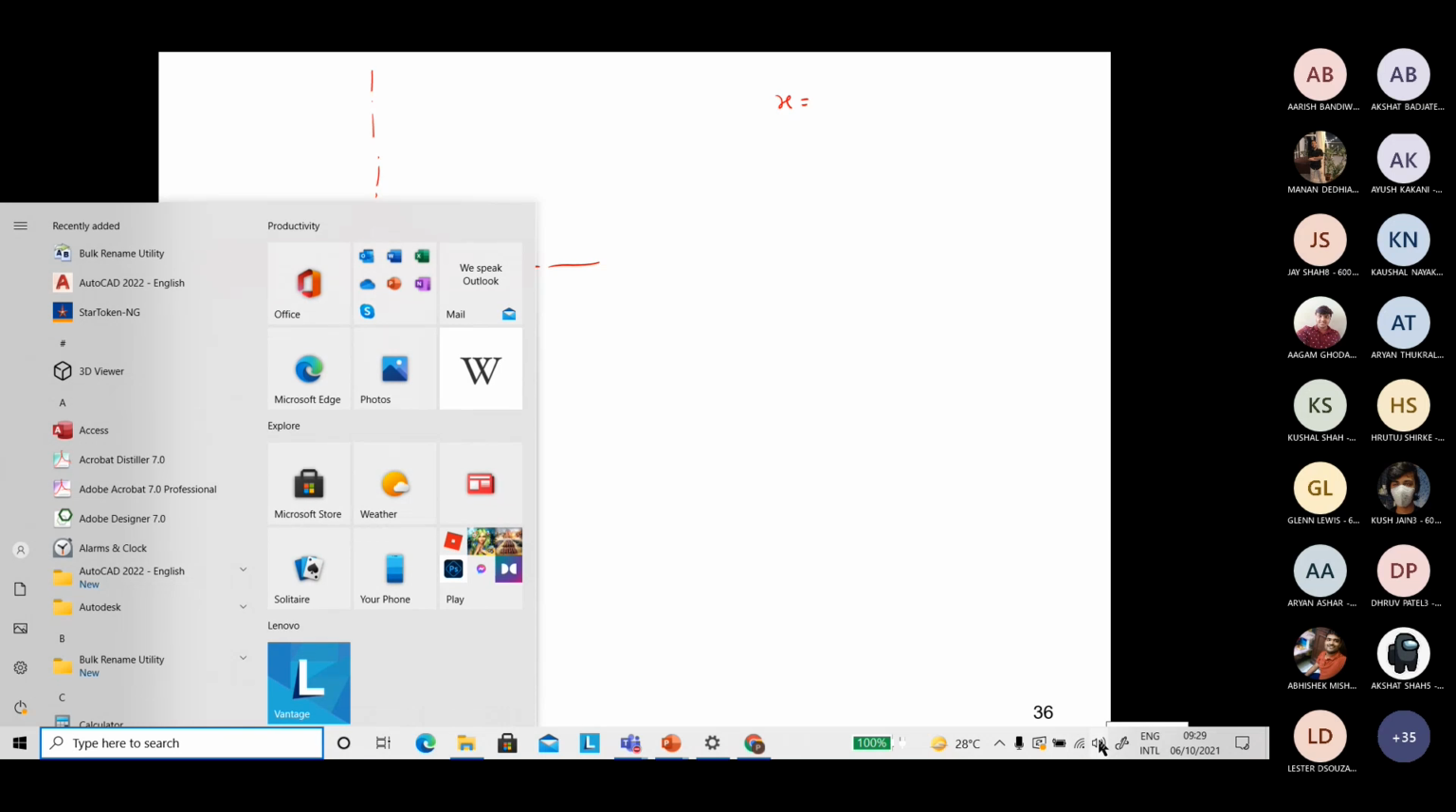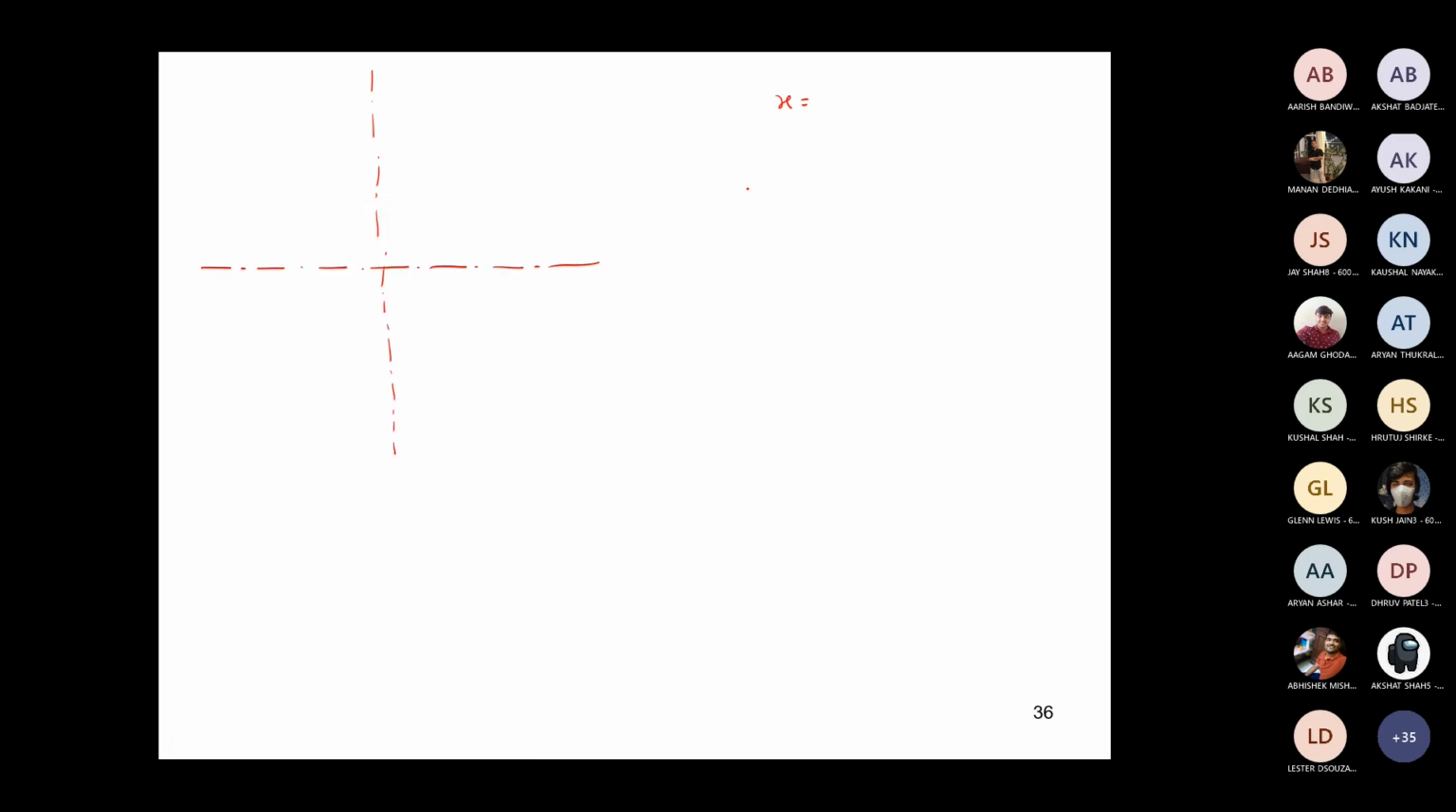So what is the equation of displacement for forced vibration? X cos omega t minus phi. Right? And what is the equation of the excitation force?